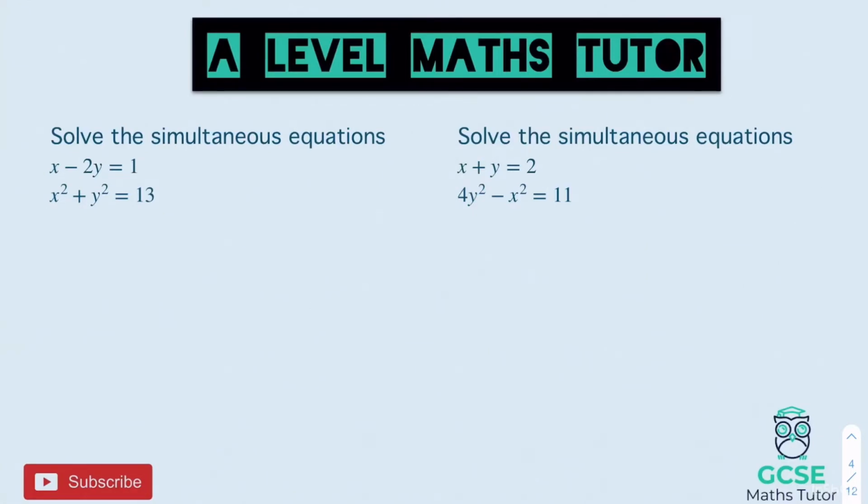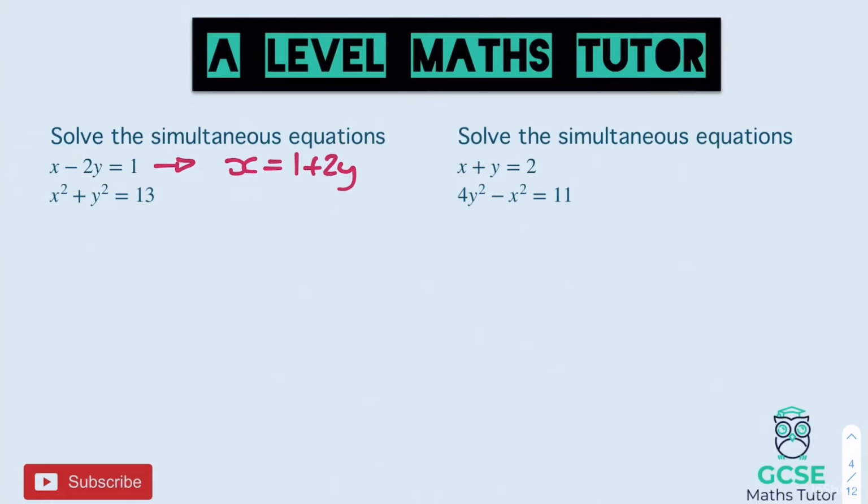Okay, so for the first one then. Now, I'm going to make this one x equals. Because we've got the coefficient of y there, if we make that x equals, it's just going to avoid having any fractions. So we've got x equals 1 plus 2y, and that's what we need to sub into our equation below.